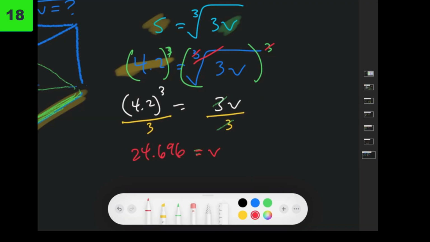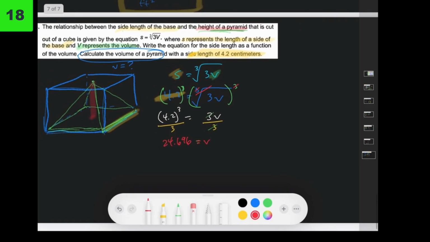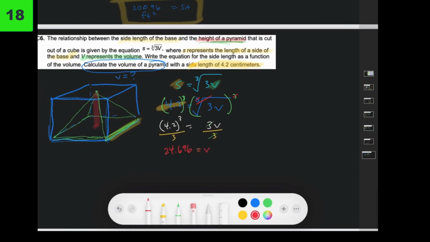Okay, so volume. Let's look at what we have here. It is going to be centimeters cubed. It just doesn't mean take 24.696 to the third power. It's just saying those are the units, units of measurement. And that's our answer.